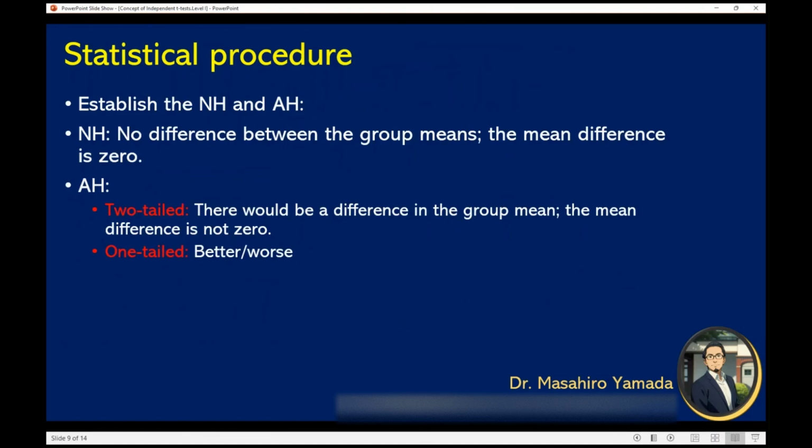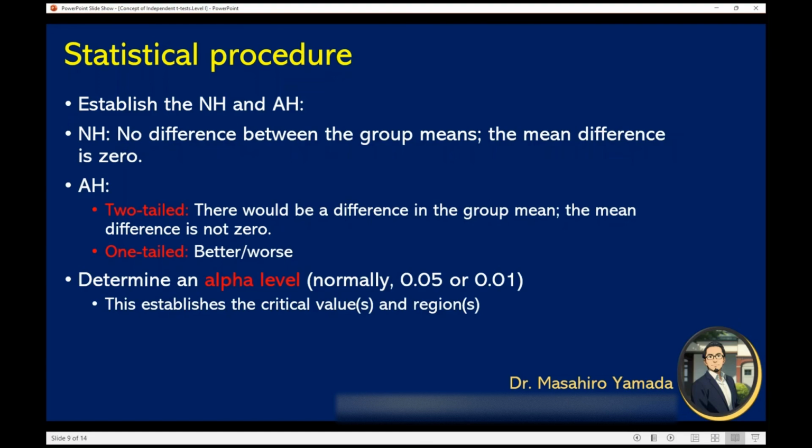There are two approaches you can take to establish the alternative hypothesis. One way is called the two-tailed hypothesis, where you predict there will be a difference. However, you don't specifically predict group 1 is better or worse than the other. Specifically predicting which one is better or worse is known as a one-tailed hypothesis, aka the directional hypothesis. You can construct either alternative hypothesis, not both.